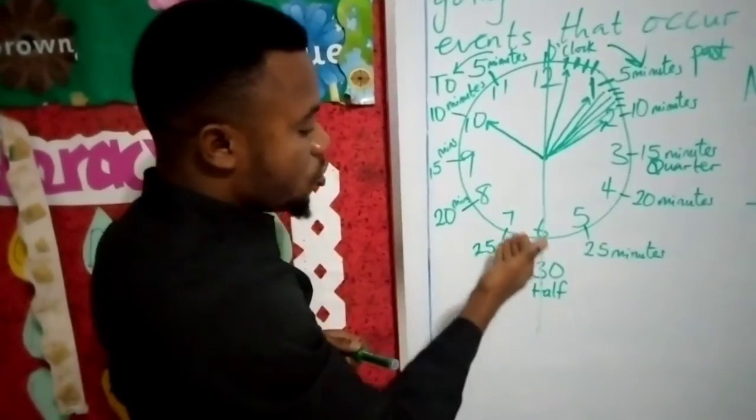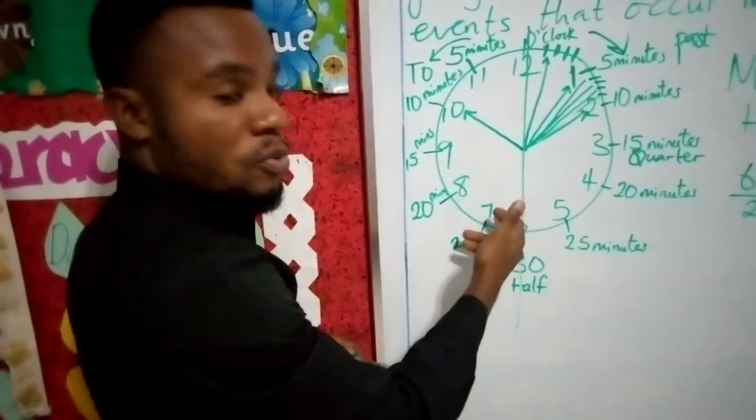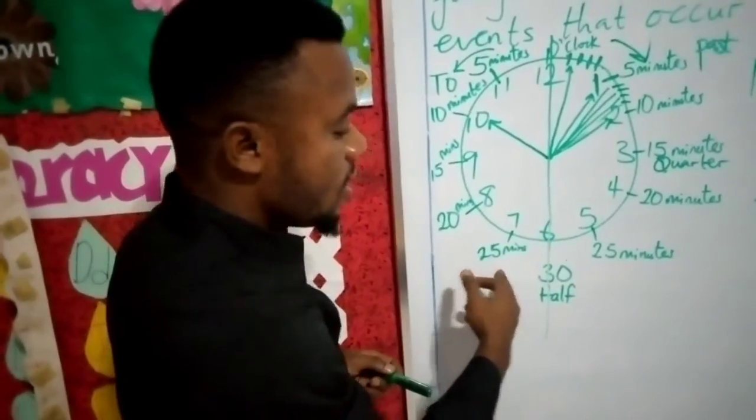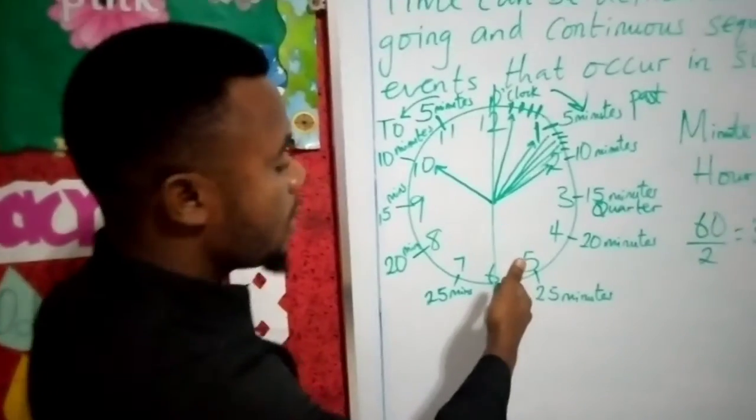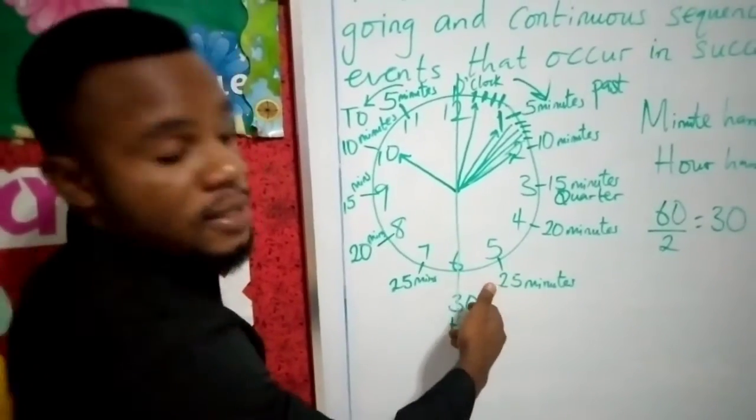So here is 25 minutes, which is 7. And likewise, the middle word man, which is 6, remains 30.